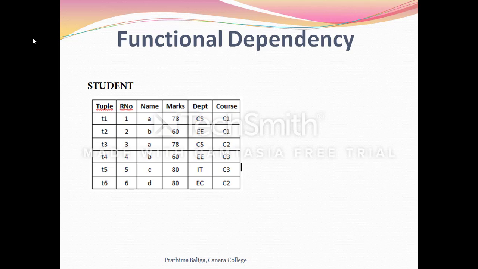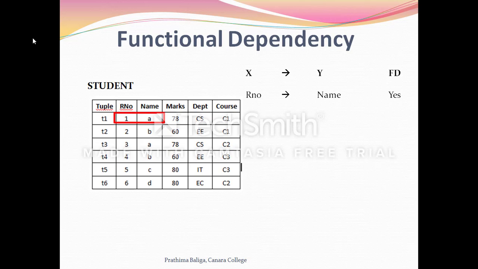Here is a relation student with attributes rnum, name, marks, department, and course, with 6 tuples named t1, t2, t3, t4, t5 and t6. In any functional dependency, we have a set of attributes Y that are determined by a set of attributes X. Let us now take the attributes rnum and name and check if there exists any functional dependency. Rnum determines name.